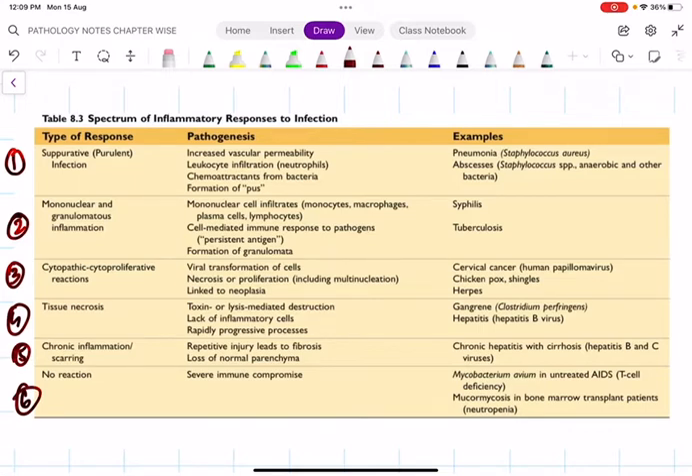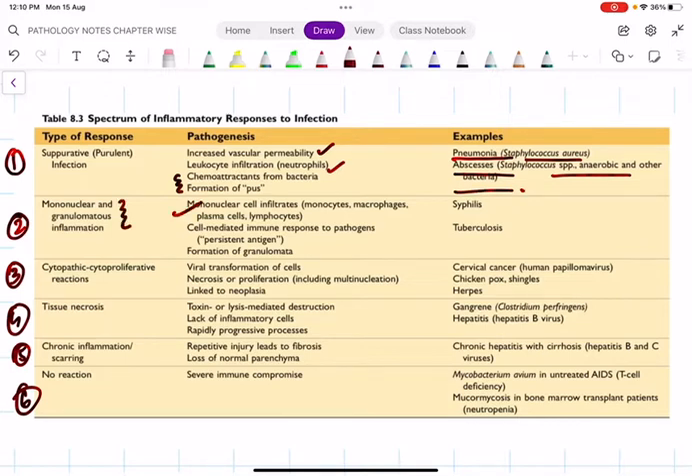First type of inflammatory response is suppurative or purulent infection. We have already studied this, one of the morphological patterns of inflammation that I discussed in chapter 3, inflammation. Suppurative infection means increased vascular permeability, neutrophilic infiltration, chemoattractants, and finally suppuration means pus. Am I right? This is most commonly by pneumonia, Staph aureus, abscess by Staph species, and anaerobic bacteria.